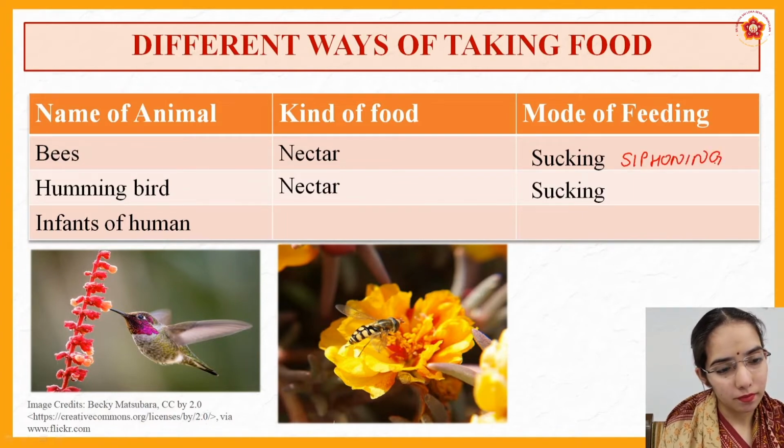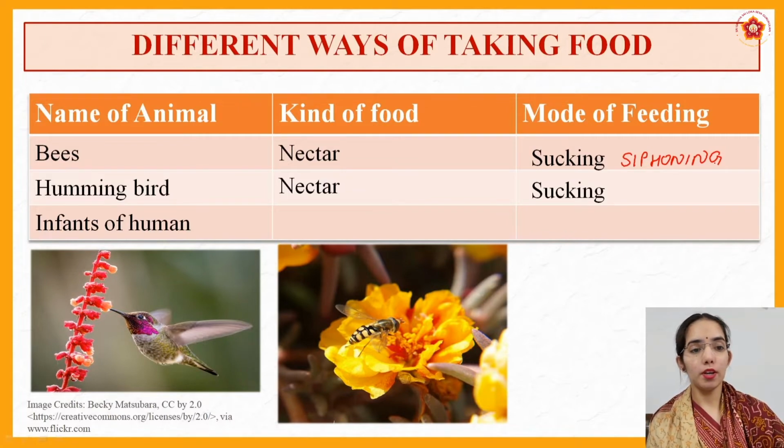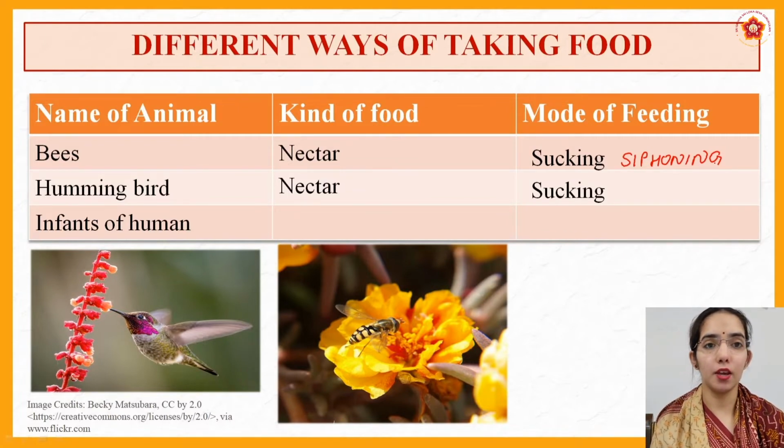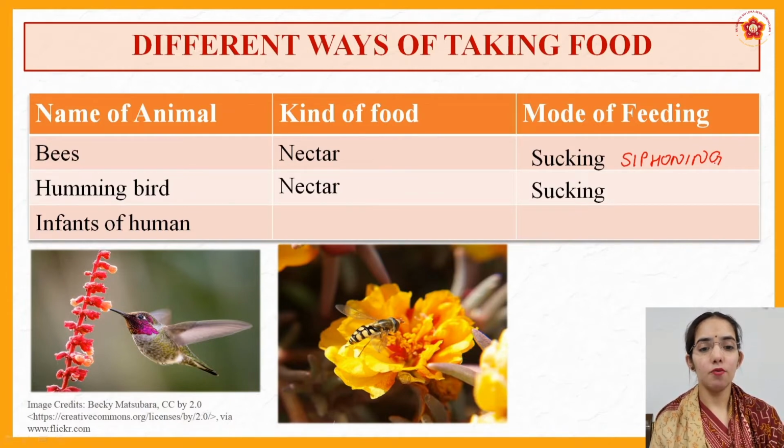S-I-P-H-O-N-I-N-G. Now what do you mean by siphoning? Siphoning is another word for sucking. Basically, when a tube is used for sucking, then we can use the word siphoning. Otherwise, you can also say their mode of feeding is sucking.